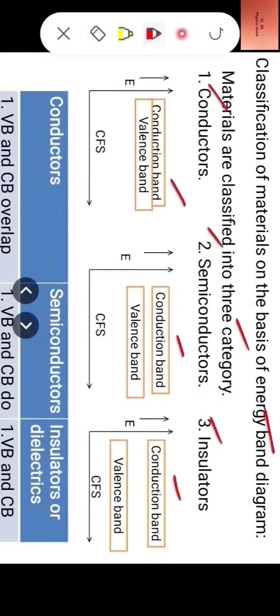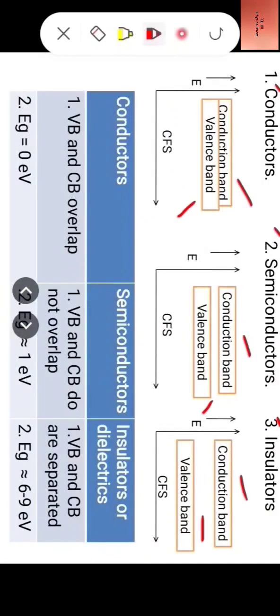Now here in this diagram you can see valence band and conduction band overlap. Here you can see valence band and conduction band gap is very small, and here you can see valence band and conduction band gap is very large, and accordingly we tabulate their properties. Now look at this table. This column is for conductors, this is for semiconductors, and this is for insulators or dielectrics.